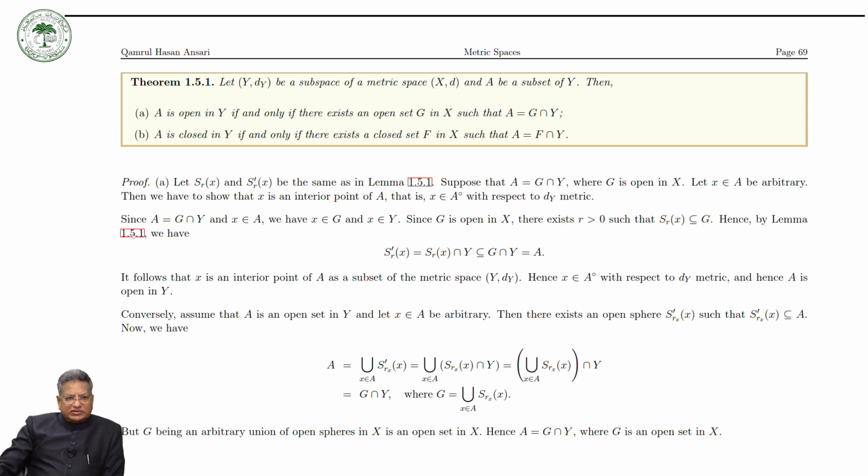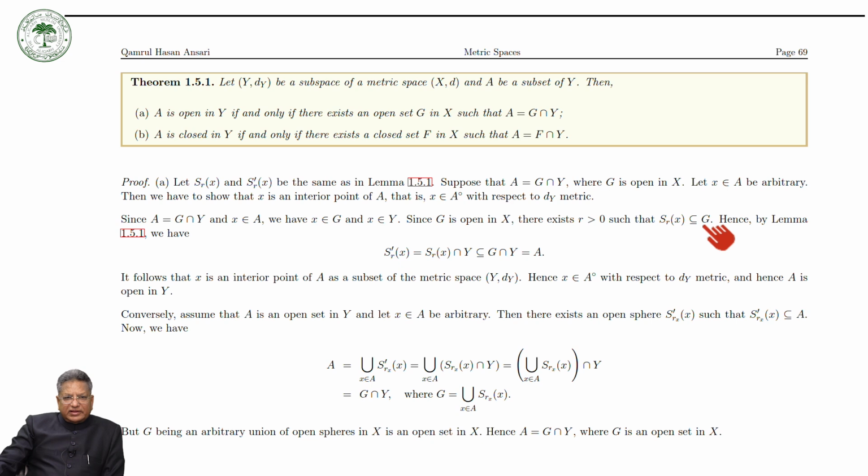Okay, now since A is G intersection Y and x is in A, therefore x is in G and x is in Y. So x is in G, but G is open in X. So every point of G is the center of some open sphere contained in it, and therefore x is the center of some open sphere such that this open sphere is contained in G. That is to say, there exists r greater than 0 such that S_r(x) is contained in G.